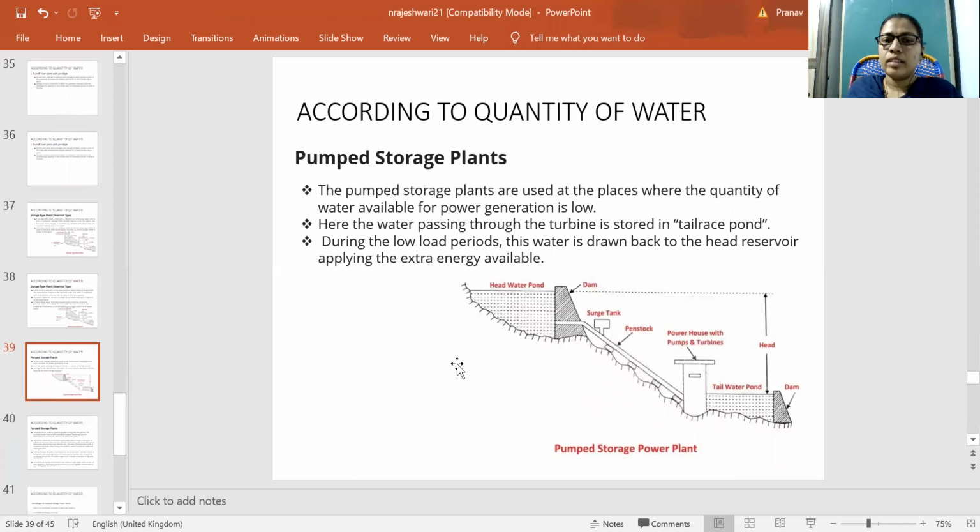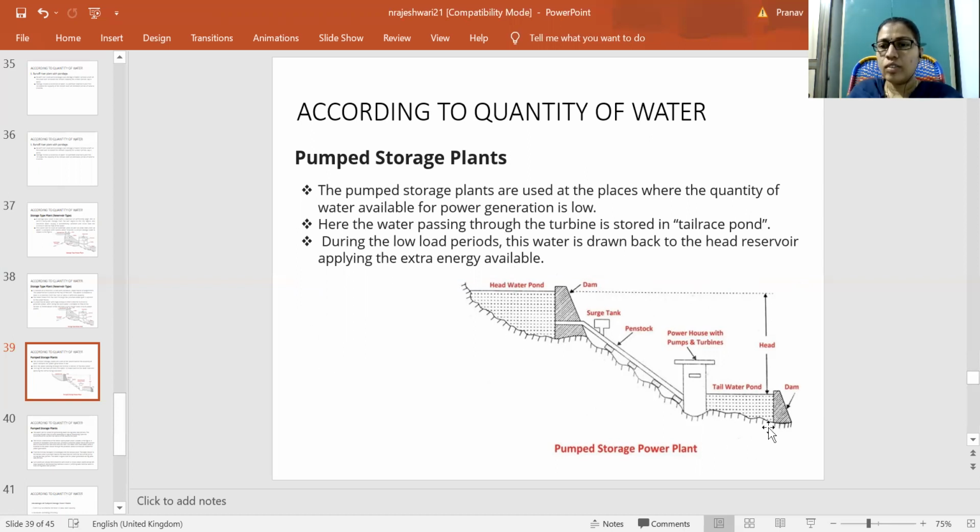And pumped storage plants. The pumped storage plant is shown in this figure. These pumped storage plants are used at places where the quantity of water available for power generation is low, because we store the water for a continuous process. The water passing through the turbine is stored in the tail race pond, and during low load periods, this water is pumped back to the head reservoir by applying the extra energy available.